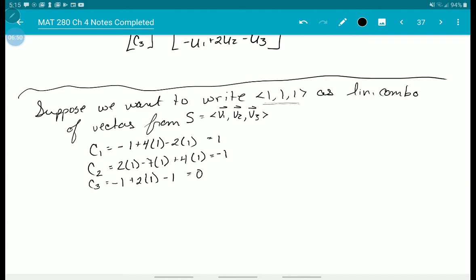So here's what we're saying. We're saying we can write 1, 1, 1 as a linear combination of the vectors 1, 2, 3, 0, 1, 2, and negative 2, 0, 1. And our coordinates are 1 times the first vector minus 1 times the second vector plus 0 times the third vector.